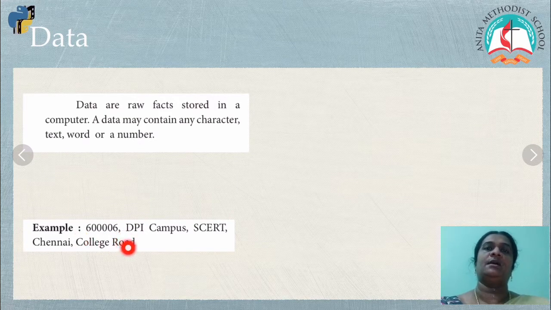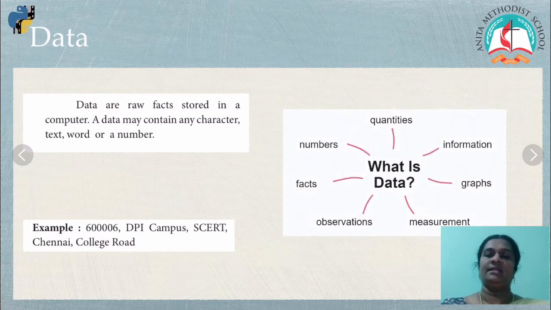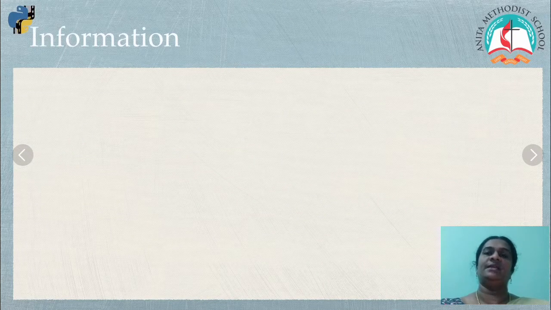So now what are the collections of data that we can see here? See, quantities, numbers, facts, observations, measurements, graphs, and information. These are the collection of data. Okay. So now we are going to see the next thing. What is the next thing? It's information. So what is information, children? Can anyone tell me what is information?